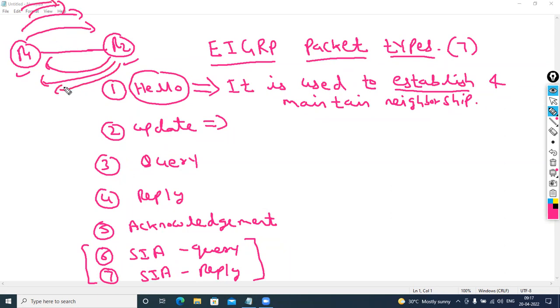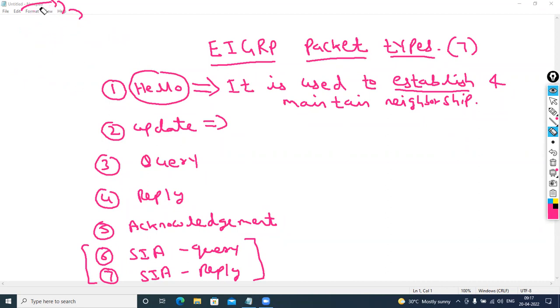Does it vary, like in WebSphere where we have multiple types? No, it will not vary. It is constant, 5 seconds. That value is fixed. We can't change it. Actually, you can change it. We have a command to change it. You can even change the hold time as well. So hello is 5 seconds by default, and hold is 15 seconds.